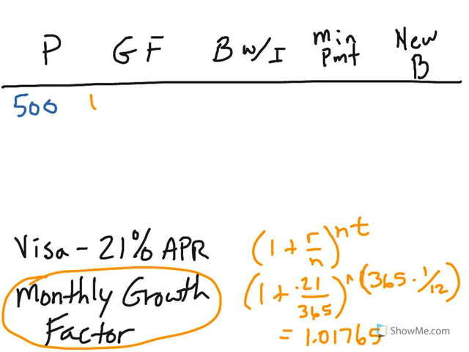So I'm going to put my growth factor as 1.01765. Notice I'm not rounding it off because I don't want to make this be deceptive. I want this to be very realistic.